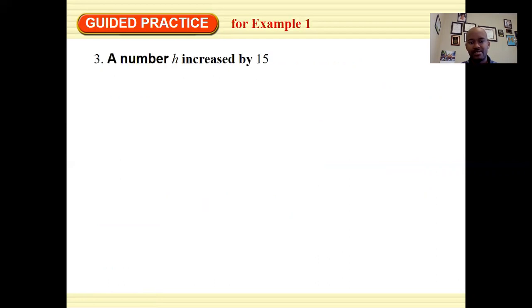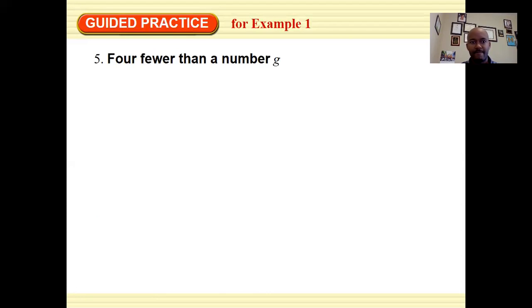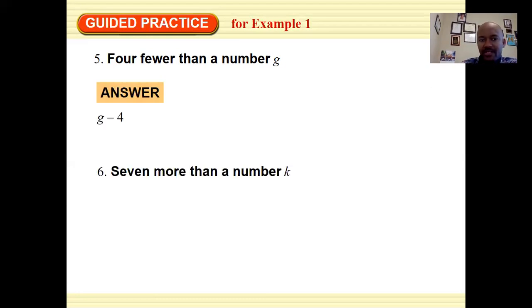A number h increased by 15. That will be addition. And 10 subtracted from a number m. Let's just go back there. So that would be m minus 10. 4 fewer than a number g. Notice you're going to take away 4 from g. And 7 more than a number, we're going to add 7 to k. So 7 plus k.